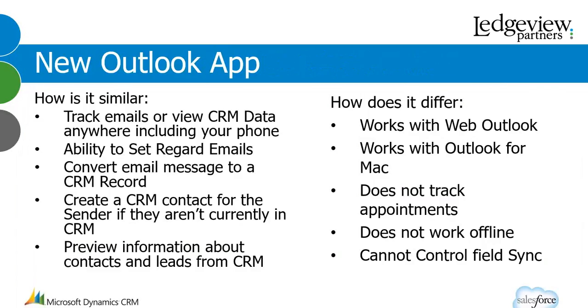How does it differ? It works with the web Outlook. So if you're using Office 365 and you're on the web when you're on the road, the Outlook app will work with that. It also works with Outlook for Mac. There are a lot of caveats that we're going to get to in a minute, but it does have the capability. It does not, however, track appointments, and it does not work offline. And you cannot control field syncing like you can in the Outlook client.